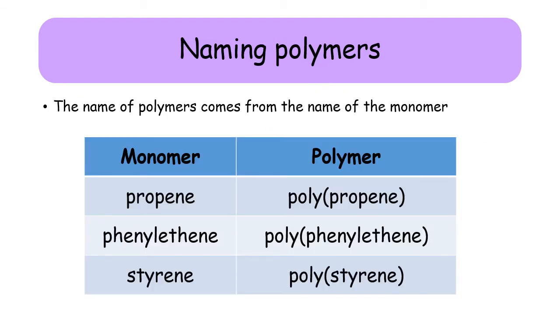Now, when it comes to naming polymers, it's really easy. You will always be given the name of the monomer, and all you need to do to name the polymer is put the name of the monomer in brackets and put poly in front of it. So for example, if the monomer was propene, we can see that the polymer is poly and then propene in brackets. For phenylethene, if that's the monomer, the polymer is poly and then in brackets phenylethene. If the monomer is styrene, then the polymer is poly and then styrene in brackets. So any monomer, all you need to do is put it in brackets and put poly in front of it.